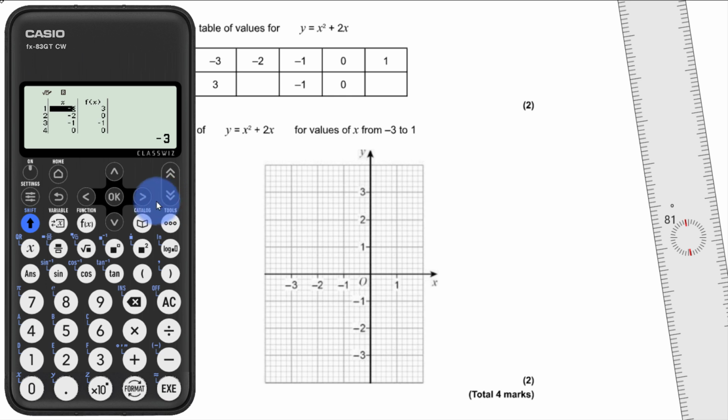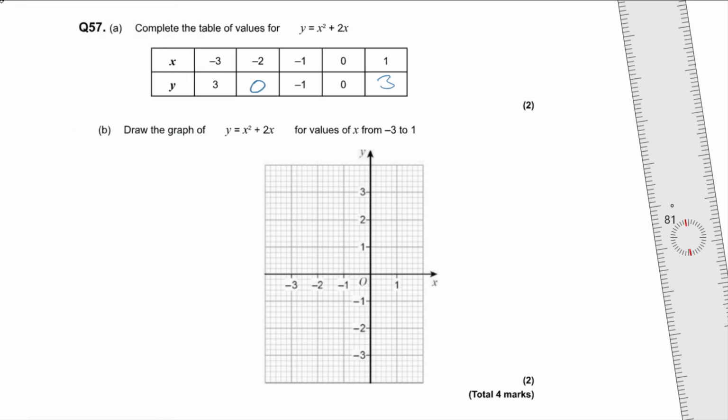Again, just check your values as you go along. -3 goes with 3, that's correct. -2 goes with 0, let's write it in. -1 goes with -1, that's correct. 0 goes with 0, that's correct. 1 goes with 3, let's write that one in. Okay, so once we've got them all written in, then we can plot the points.